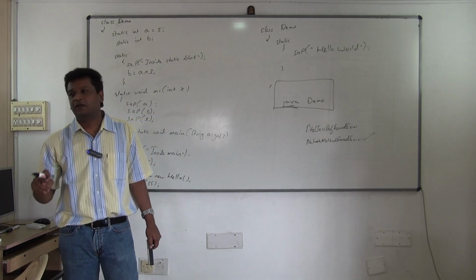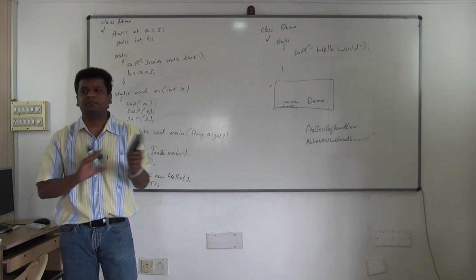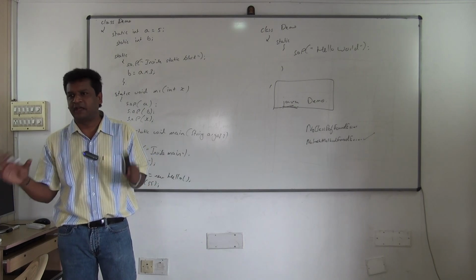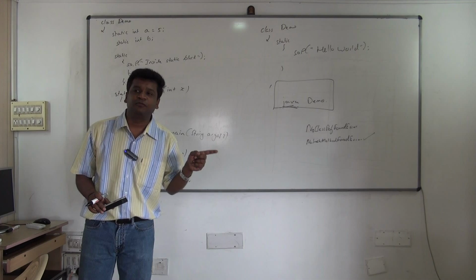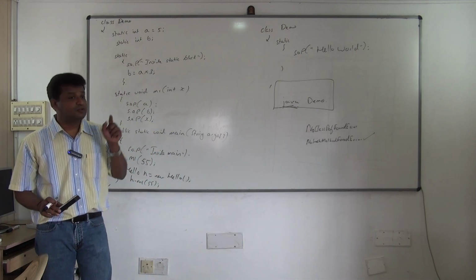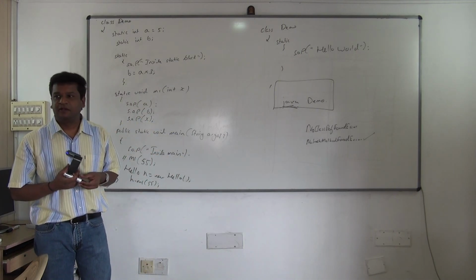Now that class can have other methods, other members, other blocks, whatever it wants it can have. But the JVM will look for only the main method. That too with a small m only. Are you clear with this?